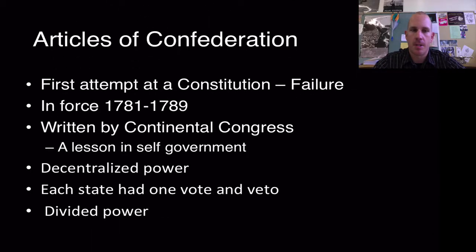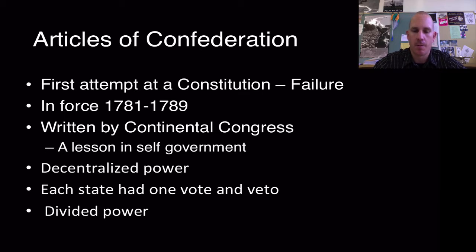So the Articles of Confederation itself, it is our very, very first attempt at a constitution. It is an epic failure. From 1781 through 1789, it was written by the Continental Congress, and it was ultimately simply a lesson in self-government. We thought it would work, but it really didn't, and it didn't work for a few reasons.